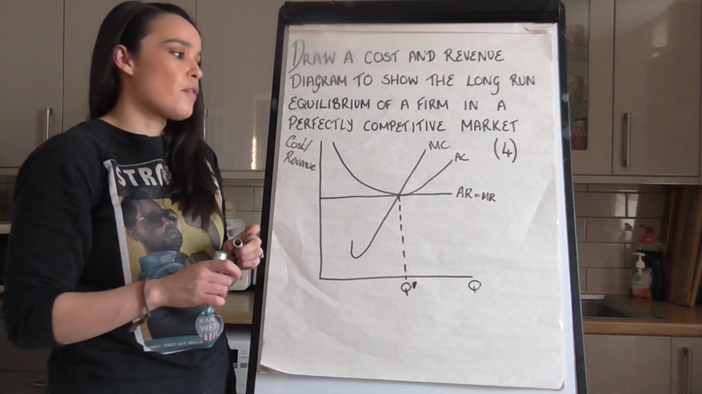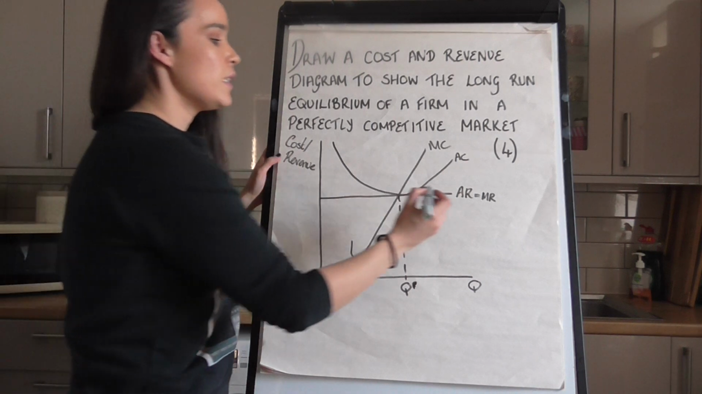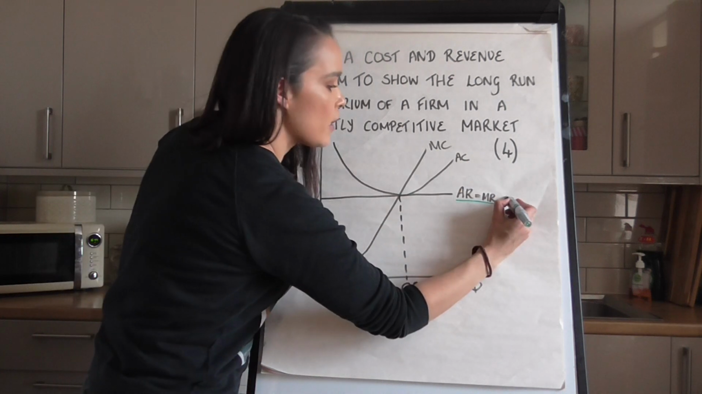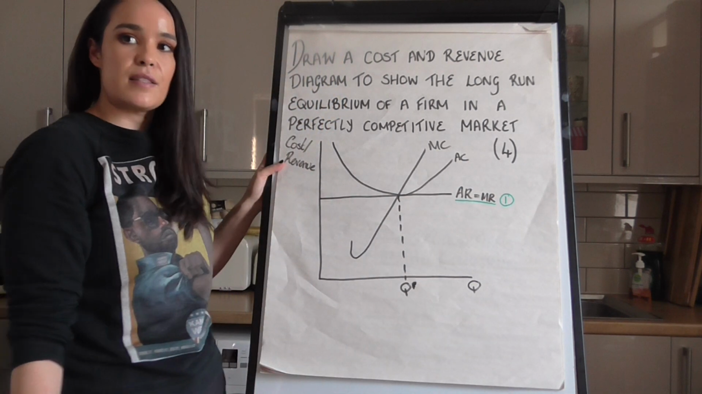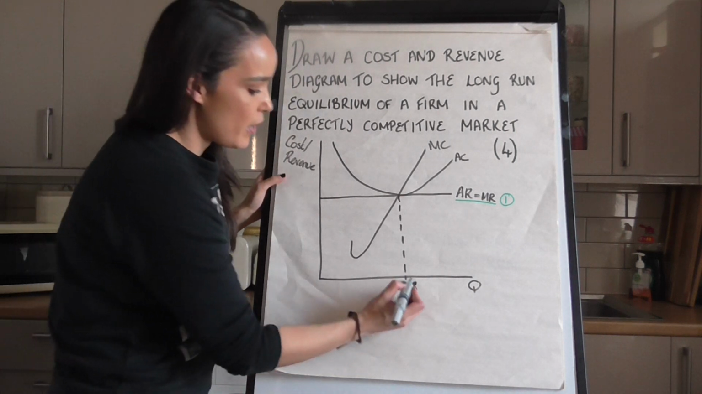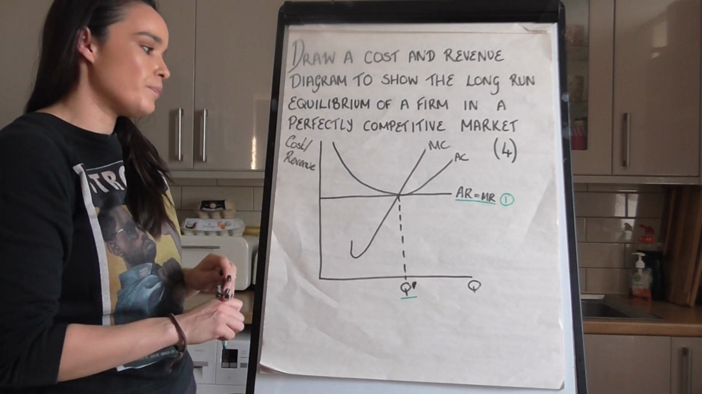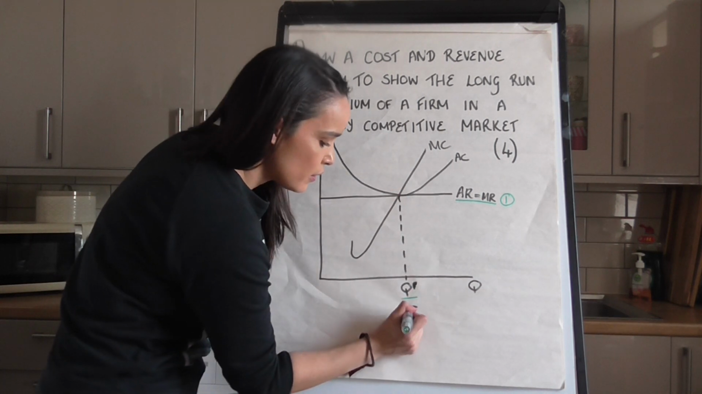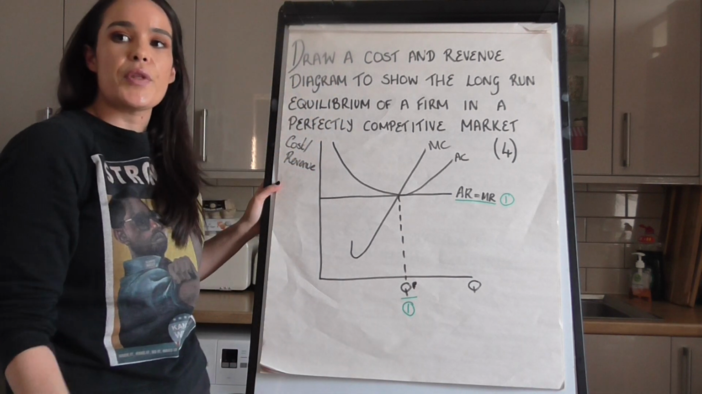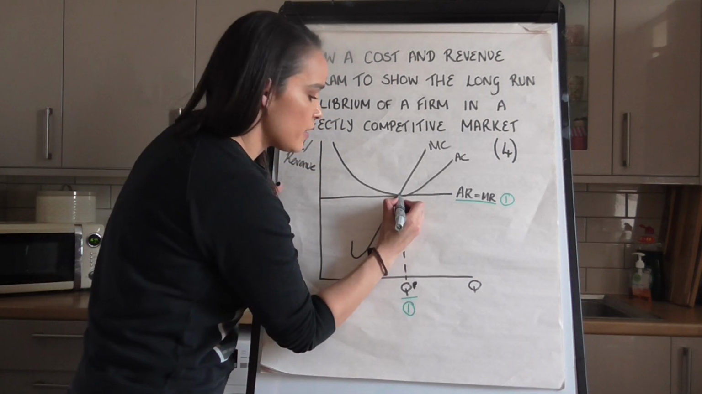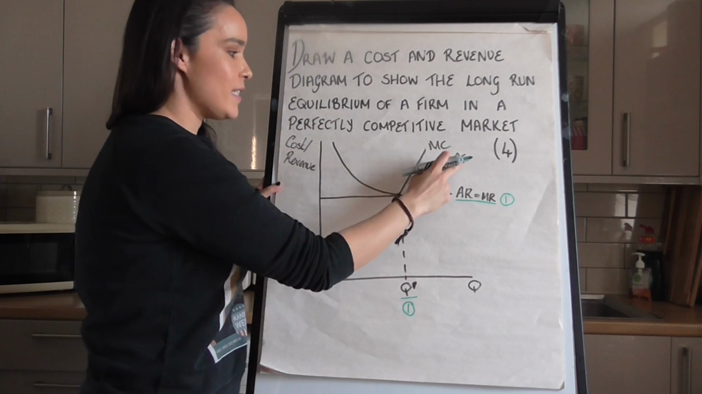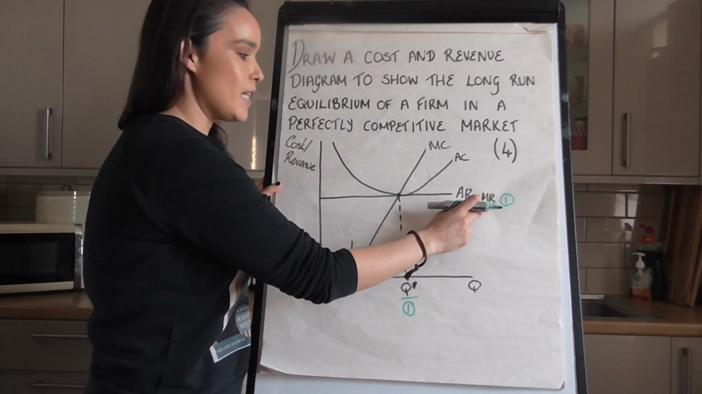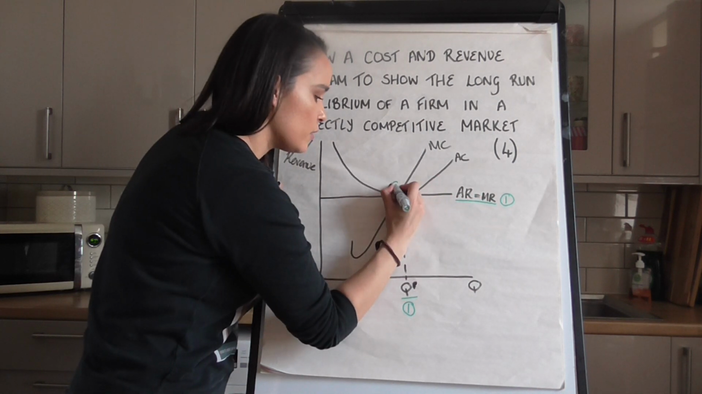4 marks. So your first mark would have come from showing that the AR equals MR, and that being perfectly elastic. So that would have been your first mark. Your second mark would have come from showing that the firm is a profit maximizer, and therefore that quantity position where MC equals MR would have been 1 mark. Your third mark would have come from showing that this here, your AC at this profit maximizing position is equal to AR, which is equal to MR. That would have been 1 mark.